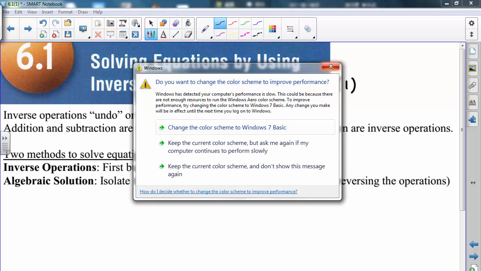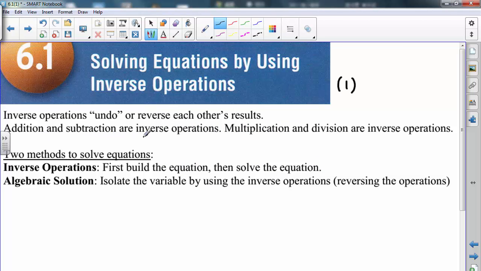For example, addition and subtraction are inverse operations. If I see addition, the inverse of addition is subtraction. Vice versa, if I see subtraction, I need to do addition. Multiplication and division are inverse operations as well. If I see multiplication, I need to do division inversely. If I see division, I need to do multiplication inversely.